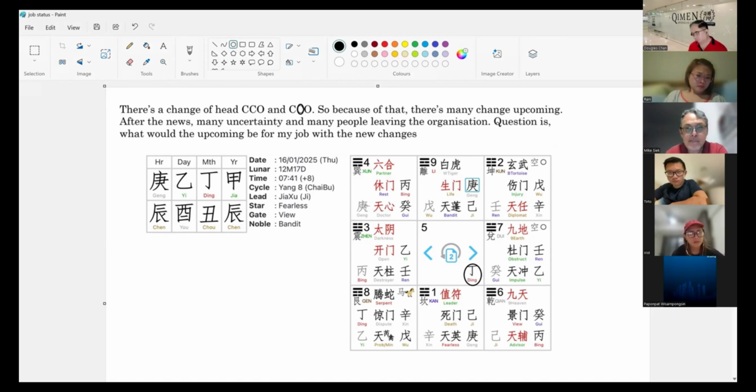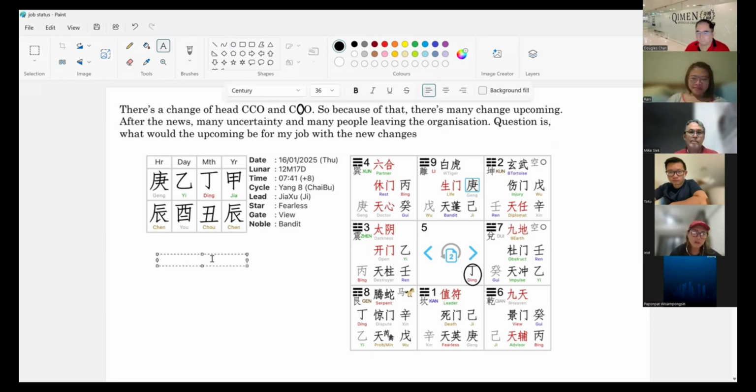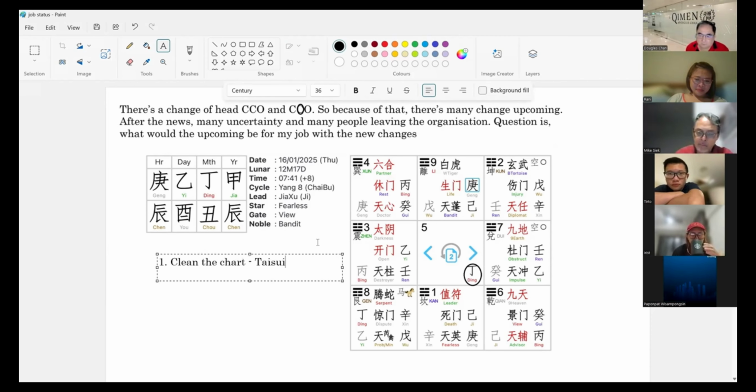So in order to solve this problem, or maybe I would say, in order to solve all the problems next time, our step is always like this. There's always one step that you need to do before you do any analysis. We call it officially clean the chart. This cleaning up of the chart is called the Tai Sui. You must do this first.